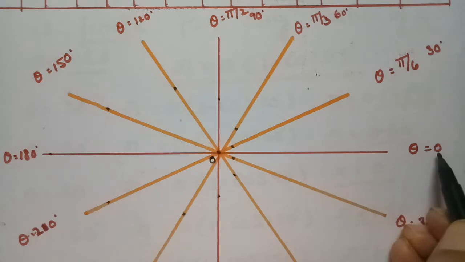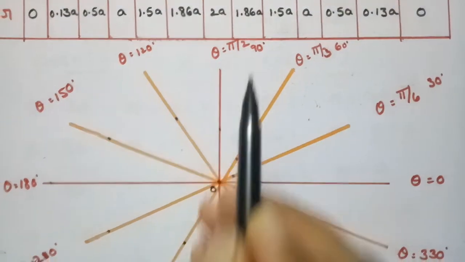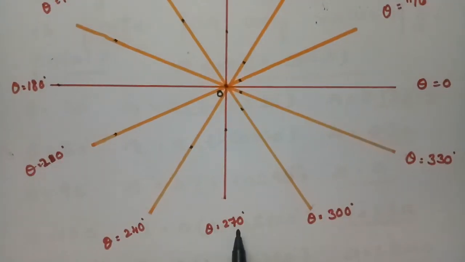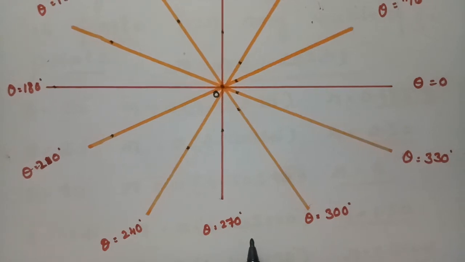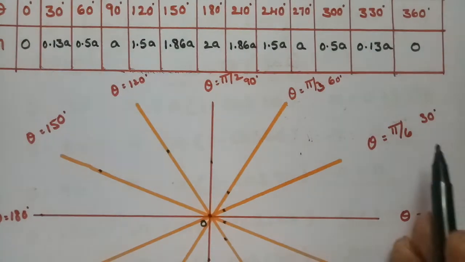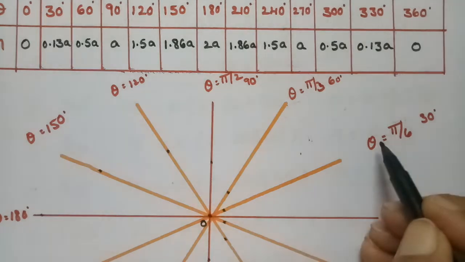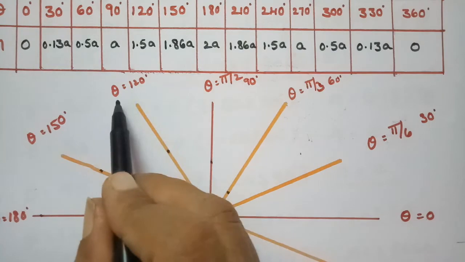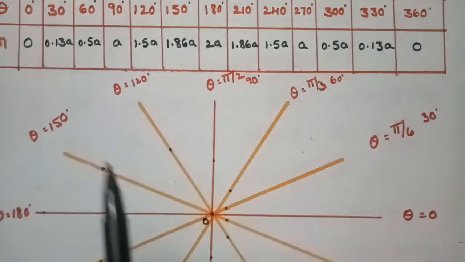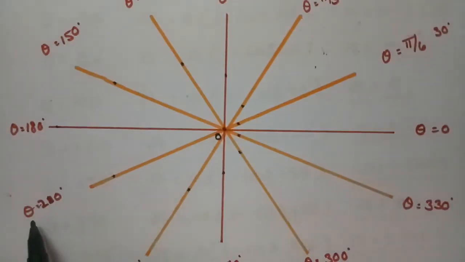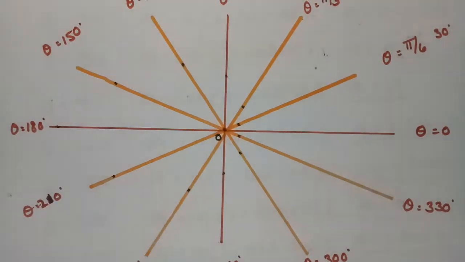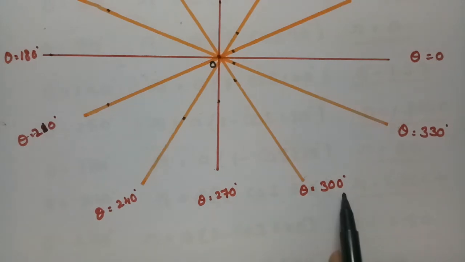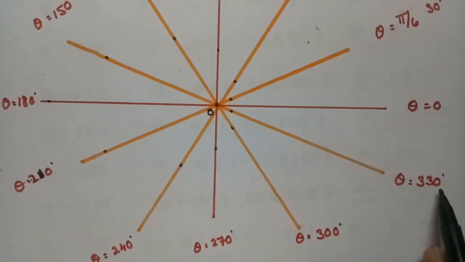So this is theta is equal to 0, and this is theta is equal to pi by 2, and this is theta is equal to pi, and this is theta is equal to 270 degrees. And here, each time I have raised the angle by 30 degrees. So this is theta is equal to 30, 60, 90, 120, 150, 180, 210, 240, 270, 300, and this is 330.